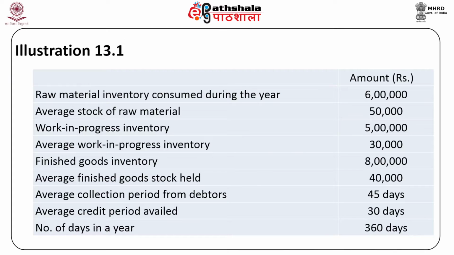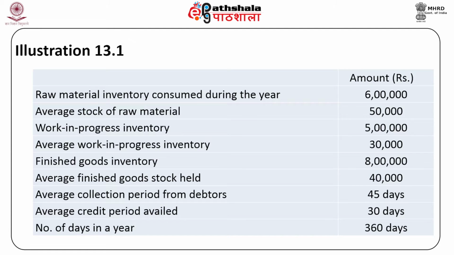There are two columns. In the first column, the particulars are given, and in the second column, the amount. The first is raw material inventory consumed during the year, which is rupees 6 lakhs. Average stock of raw material, rupees 50,000. Work in progress inventory, rupees 5 lakhs. Average stock in progress inventory, rupees 30,000. Finished goods inventory, rupees 8 lakhs. Average finished stock held, rupees 40,000.